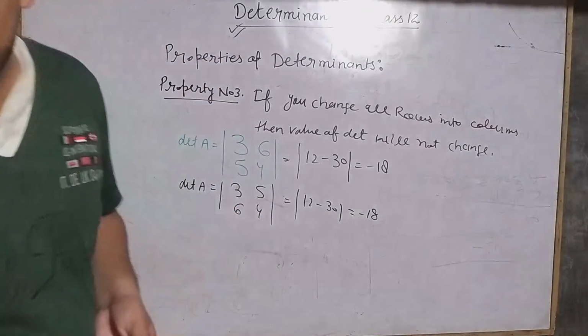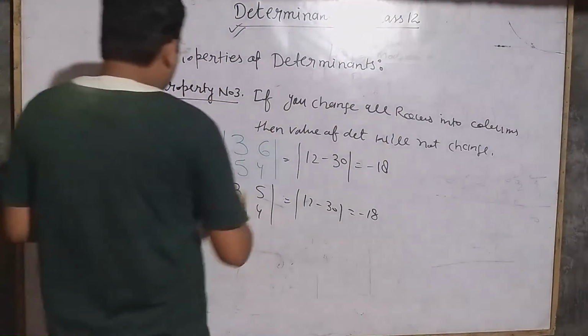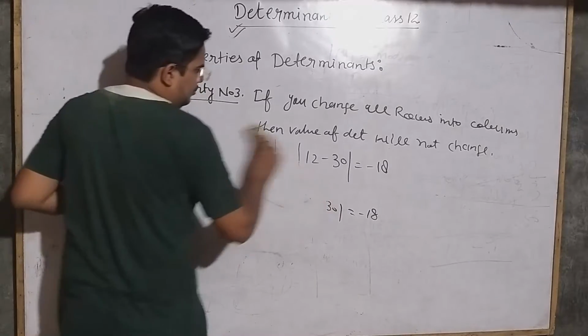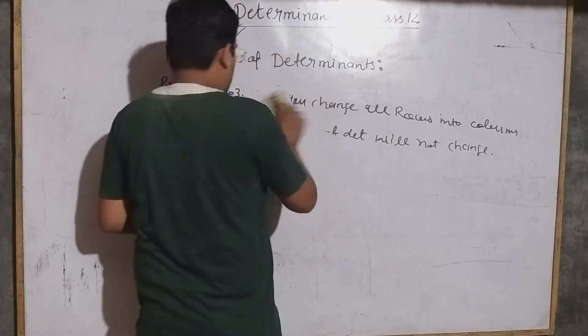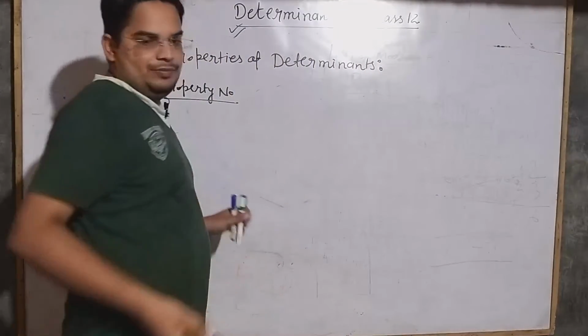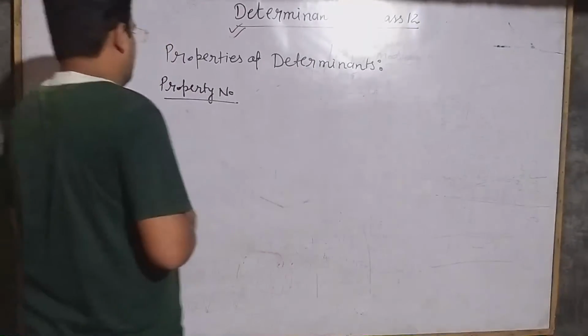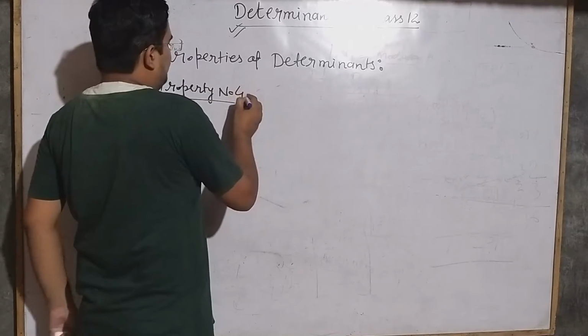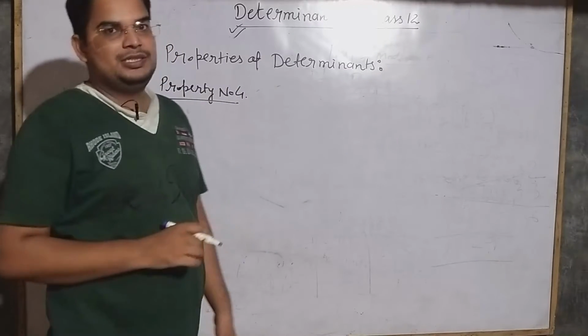Now I am going to explain another property of the determinant. So now I am going to explain property number 4. What is property number 4? Look at property number 4. What is given here? According to this property, children, what is given here?